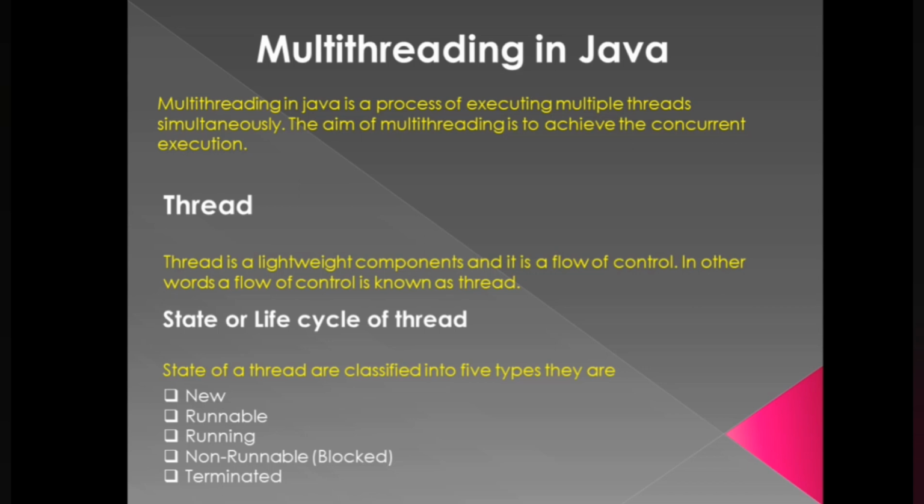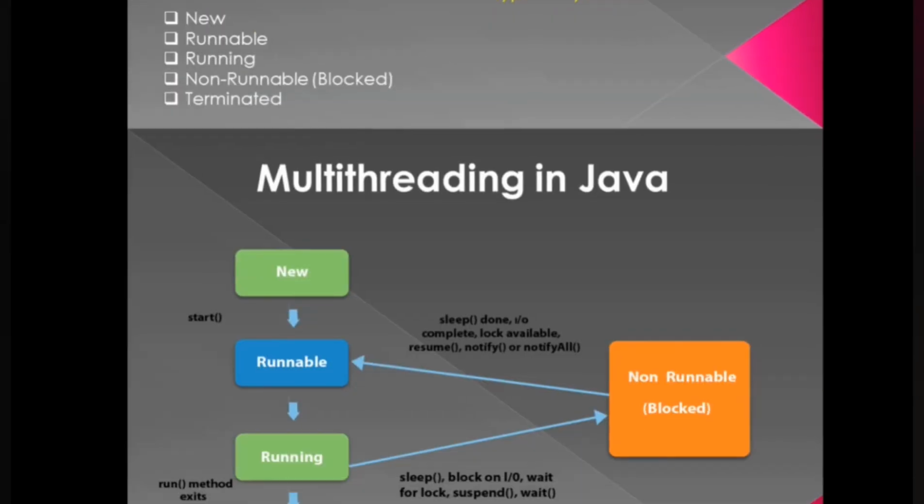definition. Thread is a lightweight component and it is a flow of control. In other words, a flow of control is known as thread. So now let's discuss the state or life cycle of a thread. States of a thread are classified into five types. They are new, runnable, running, non-runnable or blocked, and the last one is terminated.